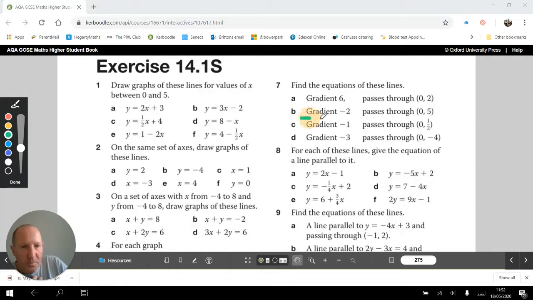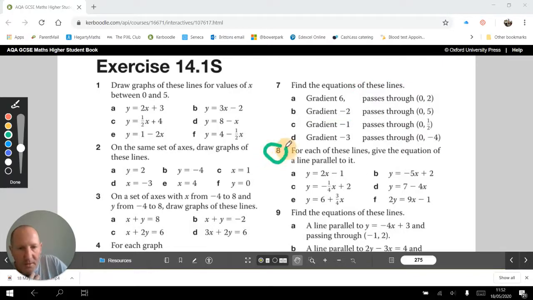So this one here for B is just going to be y equals minus 2x, because that's the gradient, and then plus 5, because 0, 5 is the intercept.